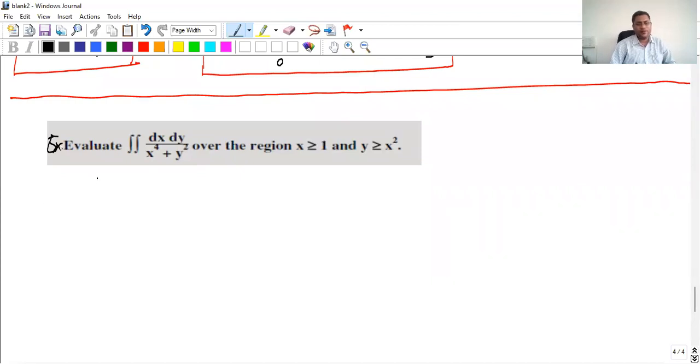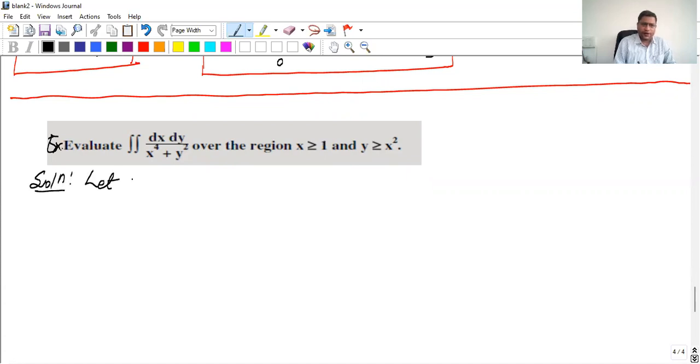So here we have to evaluate this integral over the region x greater than or equal to 1 and y greater than or equal to x square. Okay, so let us think of where this region is. So we go with the solution.